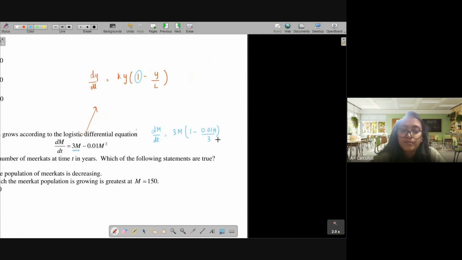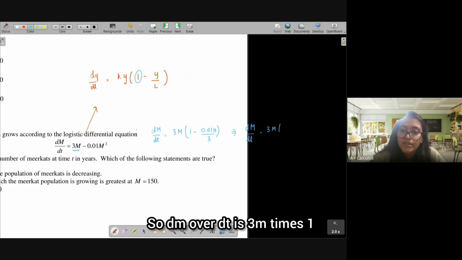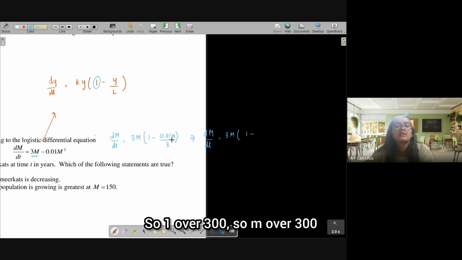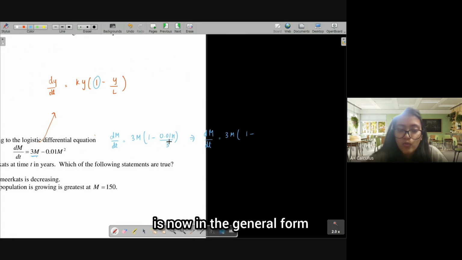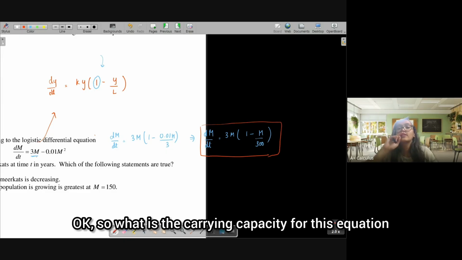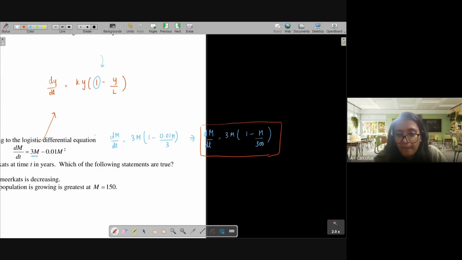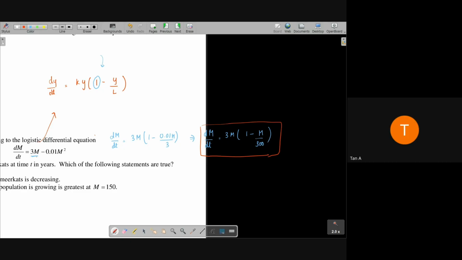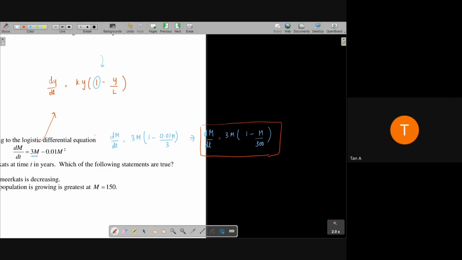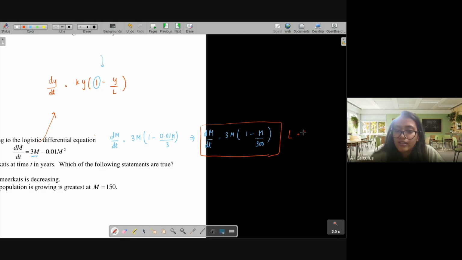We can simplify this. So dm over dt is 3m times 1 minus 0.01 over 3, which is 1 over 300. So m over 300. This is now in the general form. Okay, Tanvir, what is the carrying capacity for this equation? That means what is the value of capital L? 300. Good. L is 300.